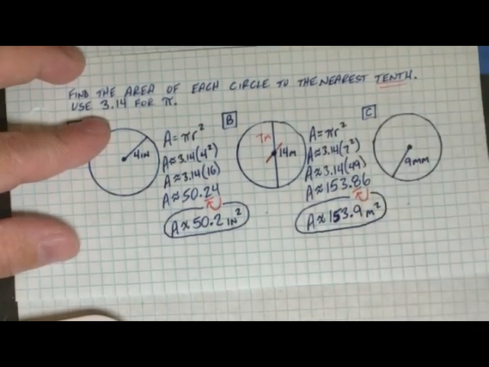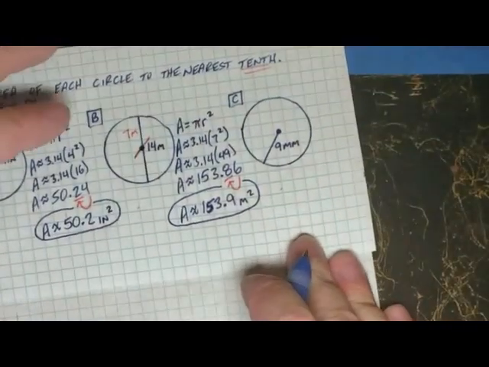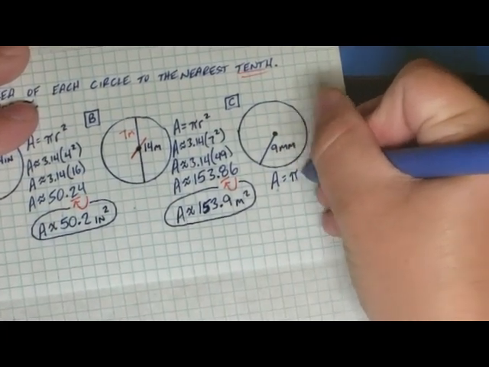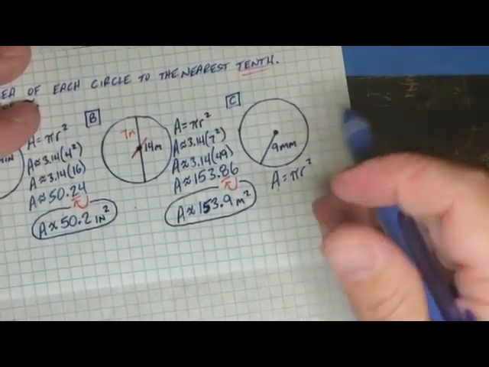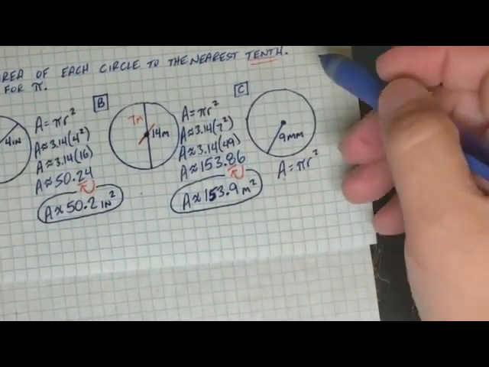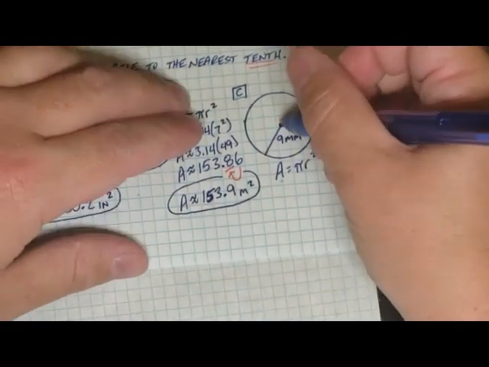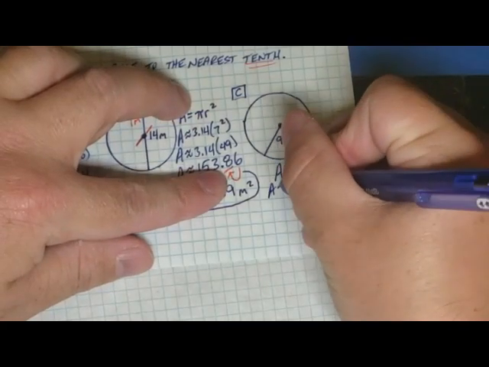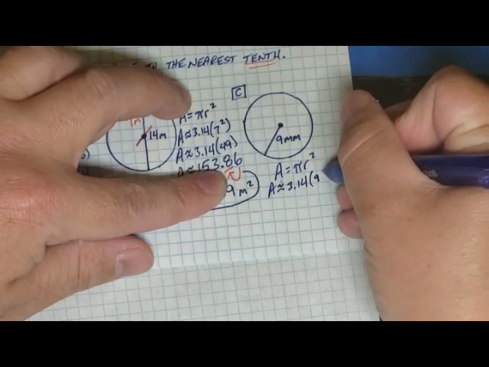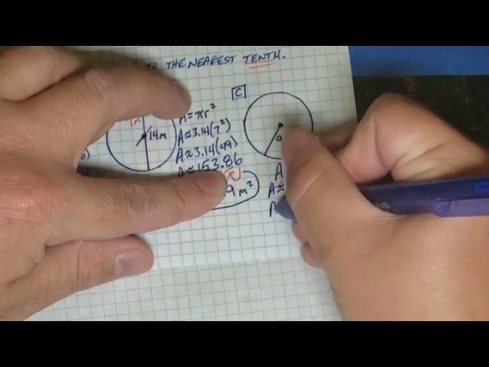All right, we got one more. I haven't left myself a lot of room, but we're going to try to make it work. All right, area equals pi r squared. All right, this time did they give us a radius or a diameter? They gave us a radius. So we use this 9. So that'd be 3.14 times 9 squared.